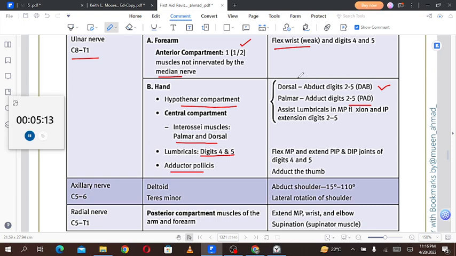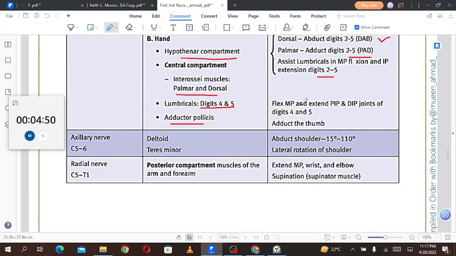Then the dorsal what? The dorsal lumbricals or the dorsal interossei? I guess it is about the lumbricals. So the dorsal lumbricals are responsible for abduction, while the palmar lumbricals are responsible for adduction. I may be wrong. I guess it is interossei or lumbricals. Maybe there is something like that. So the lumbricals cause metacarpophalangeal flexion and interphalangeal extension of digits 4 and 5. They flex the metacarpophalangeal joints and extend the proximal and distal interphalangeal joints of digits 4 and 5. They also adduct the thumb.